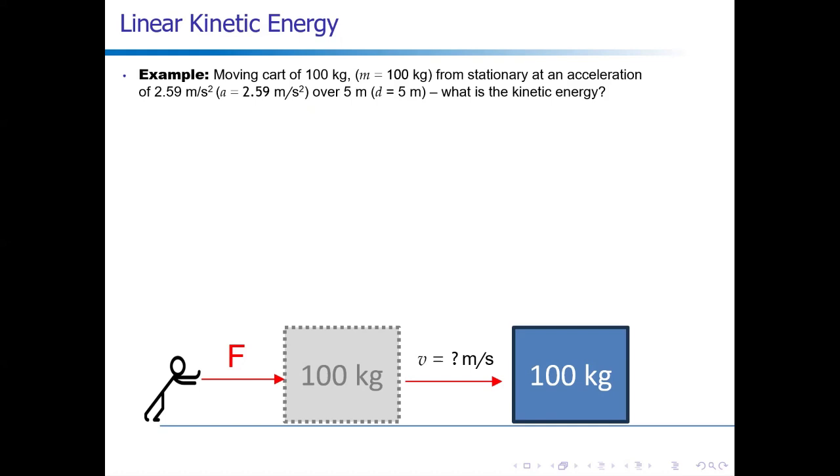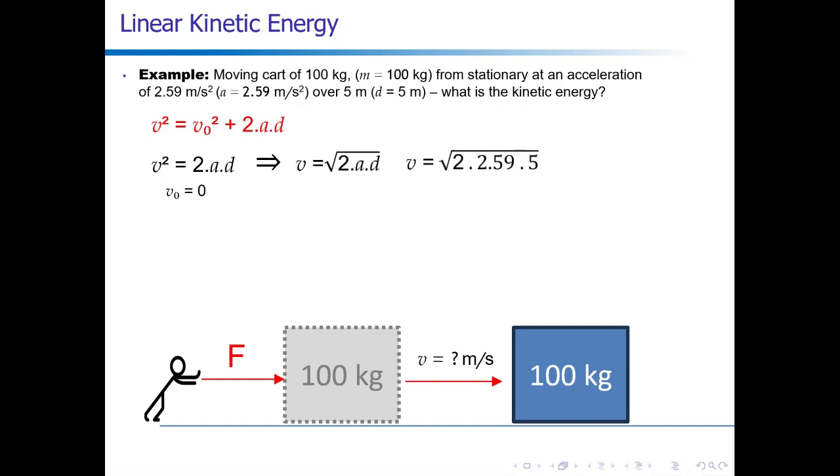So we use a new kinematic equation here, where the final velocity squared is equal to the initial velocity squared plus 2 times acceleration times distance. Since the cart starts from rest, v0 is 0, and we can simplify this to v squared equals 2 times acceleration times distance. Or rather, the velocity equals the square root of 2 times the acceleration times distance. Plugging in our numbers, we get a final velocity of 5.09 meters per second.